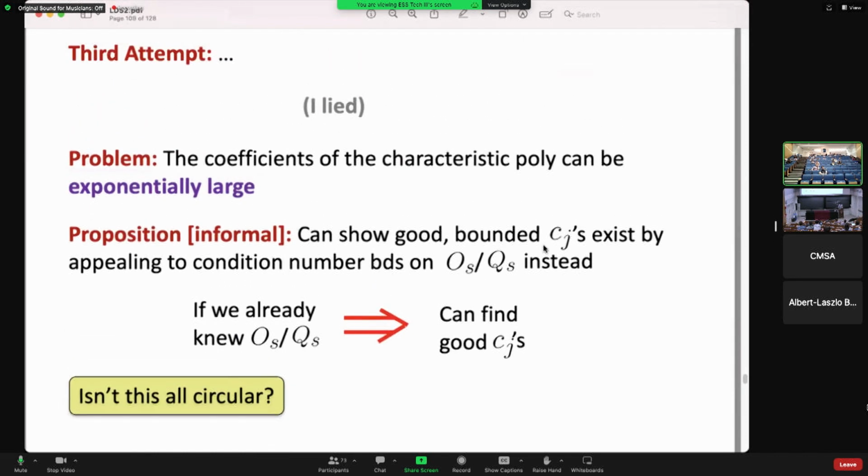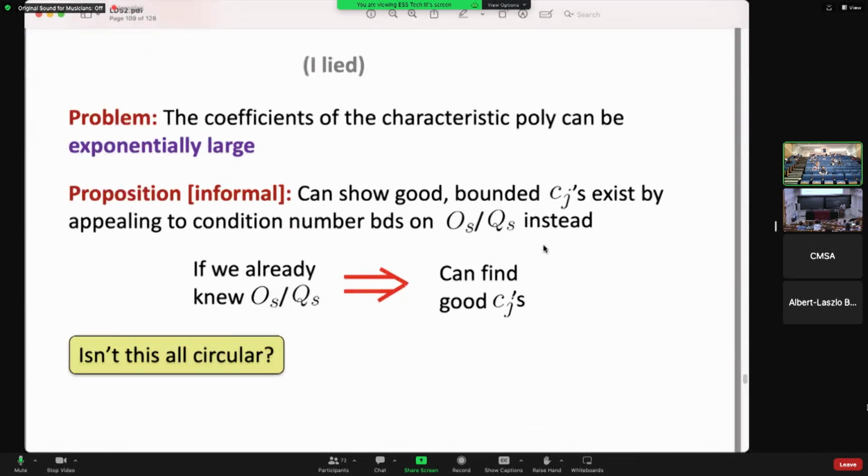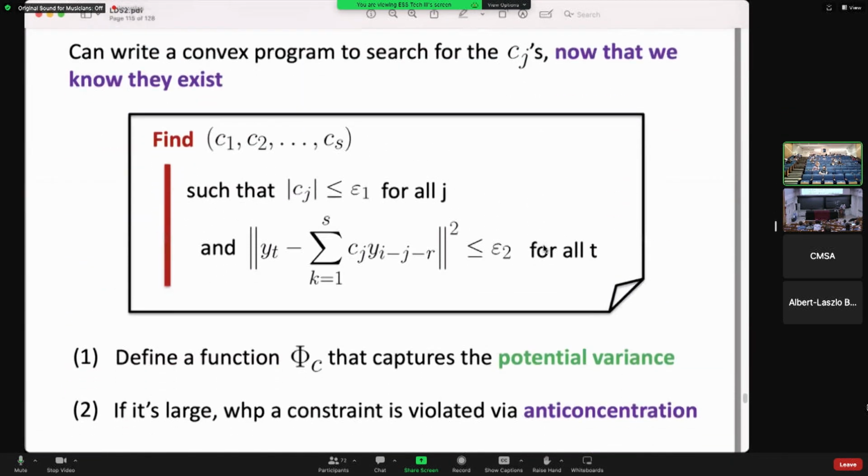And at first glance, you might think that all of this sounds circular, because the thing that I want to do at the end of the day is to find the observability and controllability matrices. So it turns out, and the last thing that I'll mention is that you can use convex programming to the rescue. You can write down a convex program to search for the CJs now that you know they exist. So I look for CJs that are bounded because of observability and controllability, that have the property that they control the empirical fluctuations of my new engineered time series.